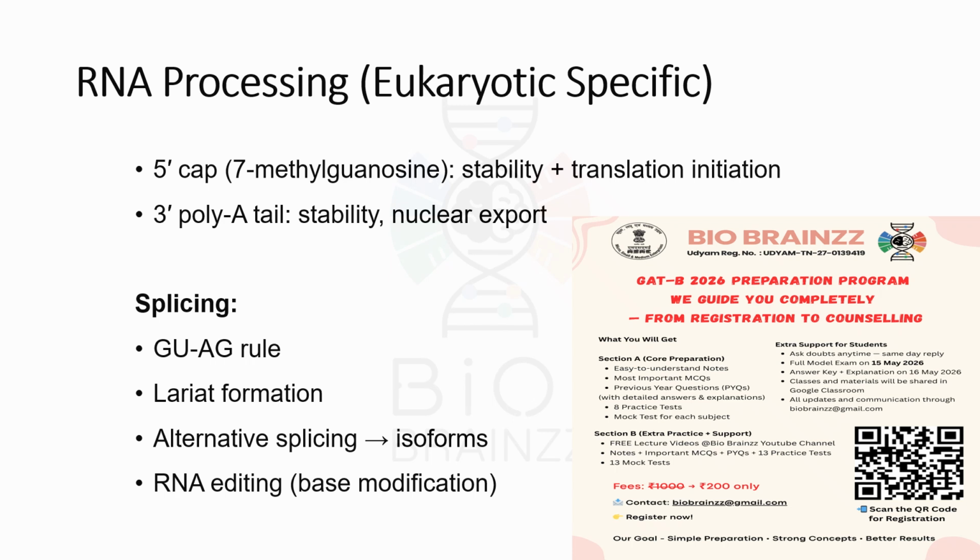in nuclear export. Splicing is another key process where introns are removed and exons are joined together following the GU-AG rule. During splicing, a lariat structure is formed. Alternative splicing allows a single gene to produce multiple protein isoforms, which increases protein diversity. mRNA editing is also seen in some cases where nucleotide sequences are modified after transcription.